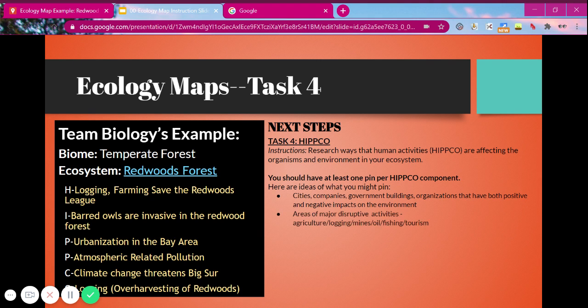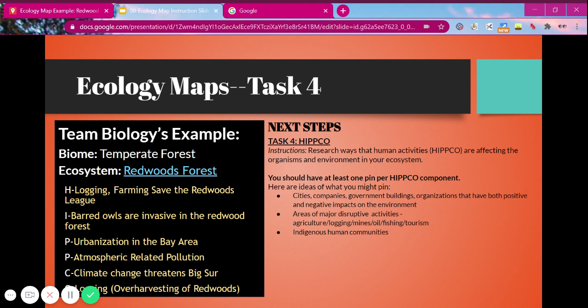Areas of major disruptive activities. So you could do something on agriculture. Are there any nearby farms or wineries or anything that has to do with agriculture near your ecosystem? Maybe logging's a big issue, or mines, or oil drilling, fishing, tourism. So if you did coastal areas, tourism with beaches could be something to look into.